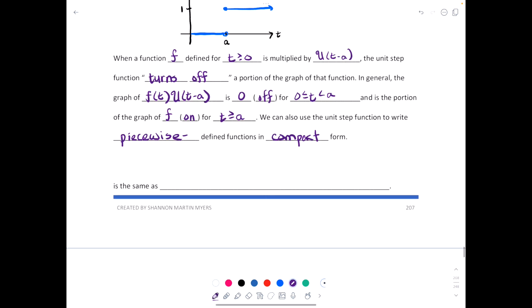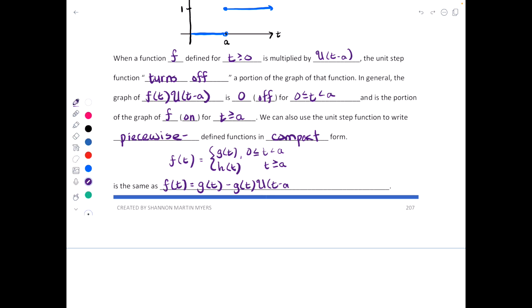So if you have your f at t equal to g at t for 0 less than or equal to t less than a, and h at t for t greater than or equal to a, the way we would write this using the unit step function would be f at t equals g at t minus g at t times our unit function at t minus a, plus h at t times our unit function at t minus a.